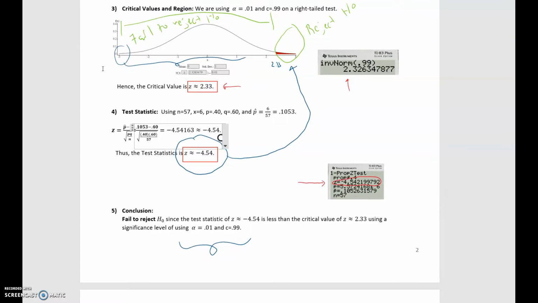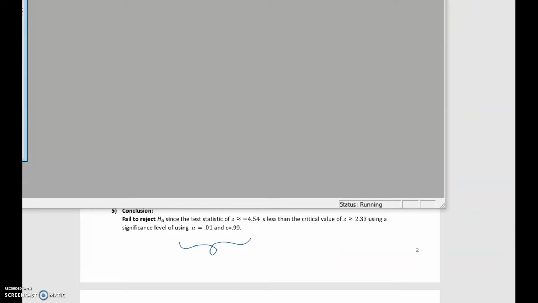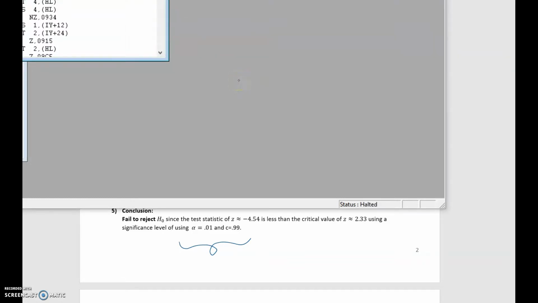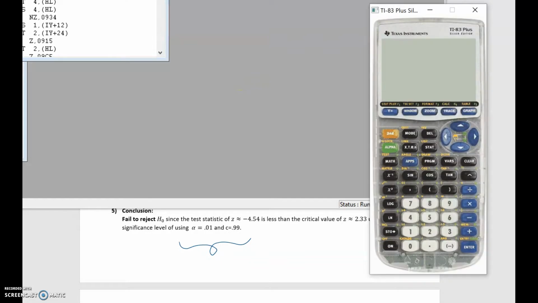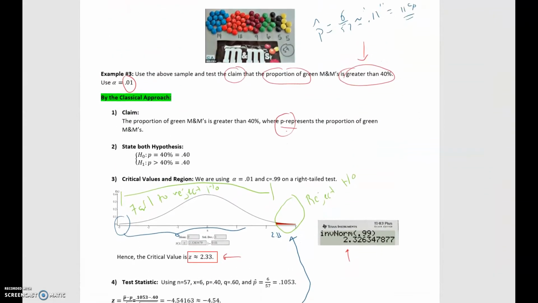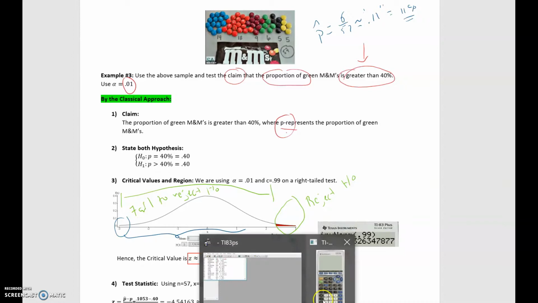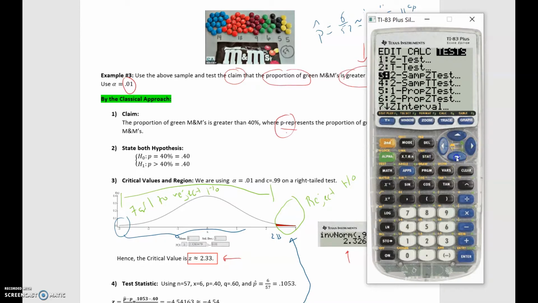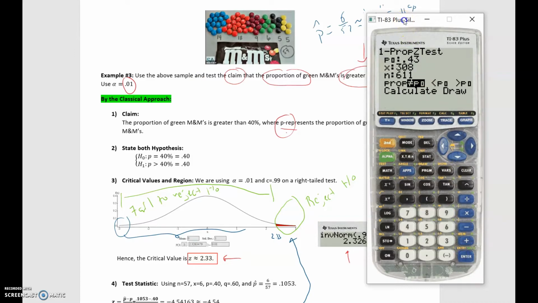The last portion I wanted to show you was how to reach the actual calculator. Give me just a second. I'm having technical difficulties here with the calculator. Oh, okay, it's showing. So let me just go to the top so I can show you how to run the test. To run the test, we're going to go to stats and then tests, and it's going to be a 1 proportion Z test.